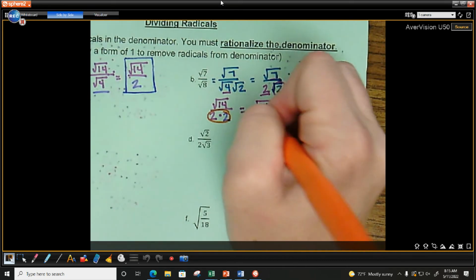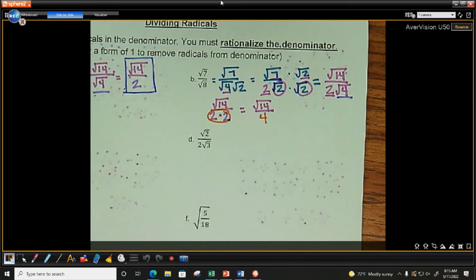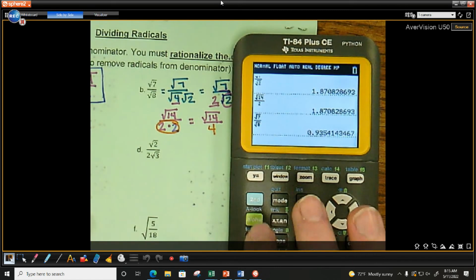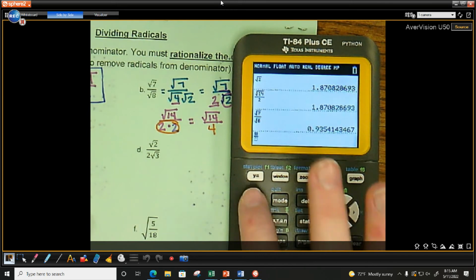14 and 4 are both divisible by 2. Can I simplify this and divide them both by 2? No, why not? 14 is under the radical, 4 is not. Only the insides can be combined and the outsides can be combined. So we are going to do square root of 14 over 4.